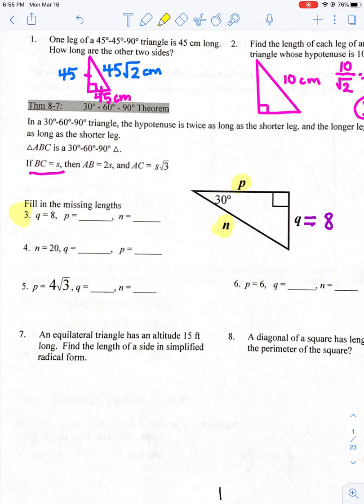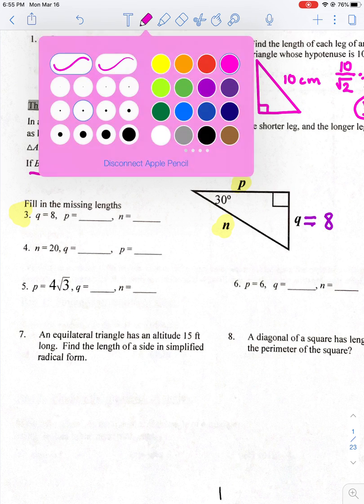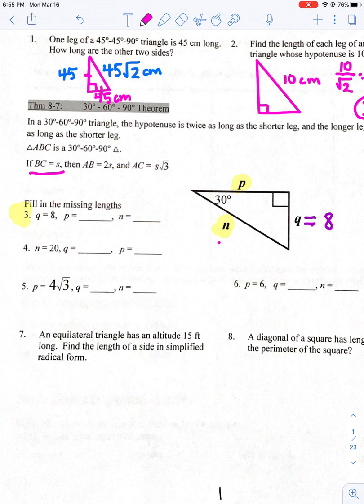Okay, and so if I'm going from the shortest to the longest side, which happens to be the hypotenuse, I would double the length of the shortest side and get 16. If I'm going from the shortest side to the medium side, I would multiply by that factor of radical 3. Remember, 30 degrees, radical 3. So 8 radical 3 would be the length of my medium side. So I'm going to transfer those answers, 16 being n, and then 8 radical 3 being the length of p.